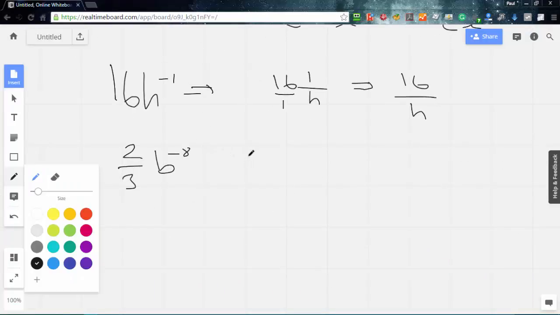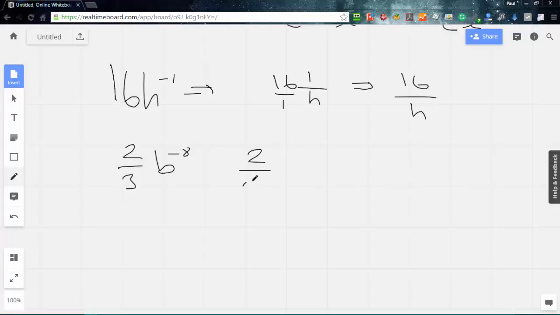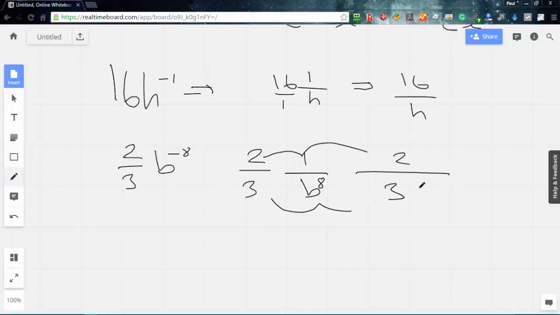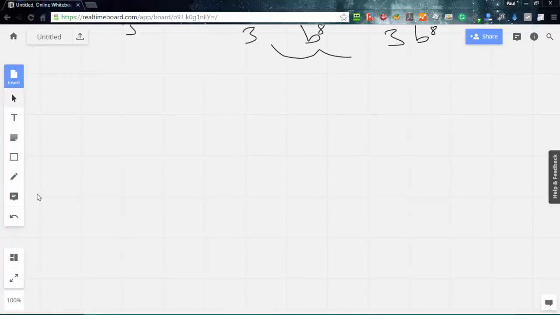And then to the last one, I'll just scroll up a little bit. So I've got 2 over 3 times b to the minus 8, which becomes 1 over b to the 8. 2 times 1 is 2. 3 times b to the 8 is 3b to the 8. And that's how you deal with those. Now let's just make a few up and see what we can do with those.